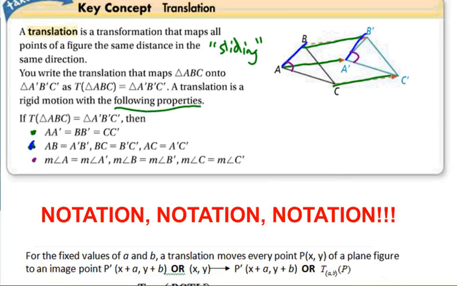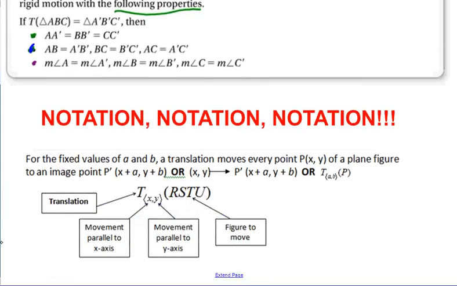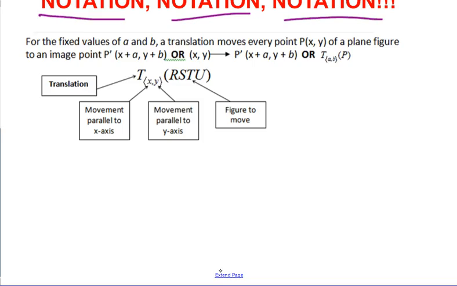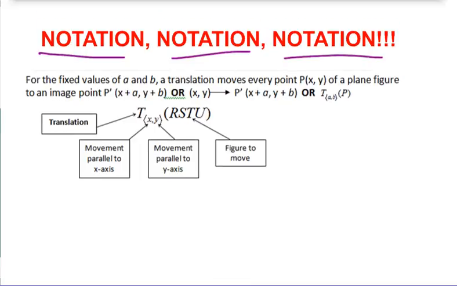Now, notation. We showed you one notation to write it. This is actually a more common notation for writing a translation. It gives you a lot more specifics. This is important. I wrote notation 3 times because we're going to have different notations for all 4 types of transformation. So for fixed values A and B, a translation moves every point. This is when we're looking at a coordinate plane. Translating something on a coordinate plane moves it from the point (x, y) to the point (x plus a, y plus b). So you're just adding whatever it is.